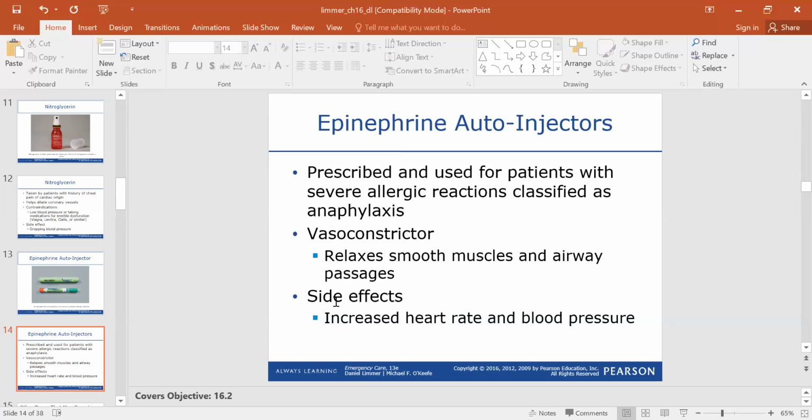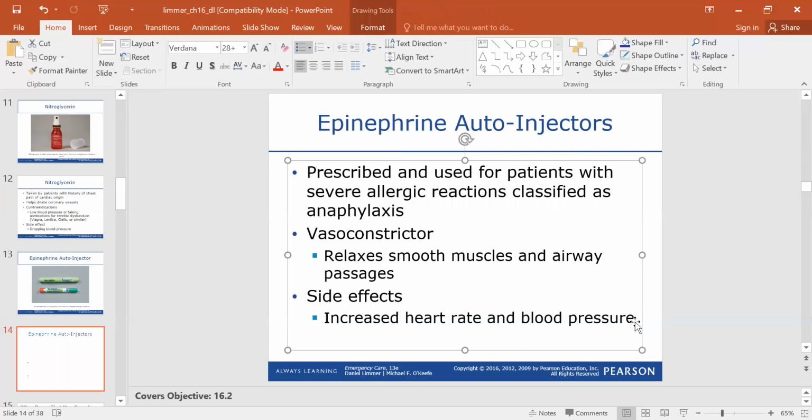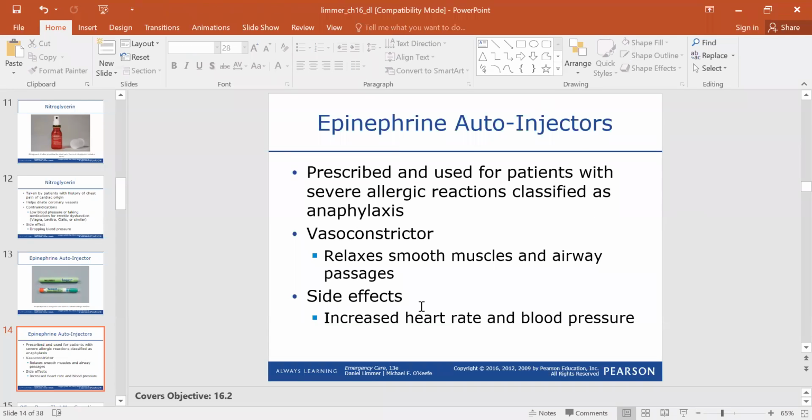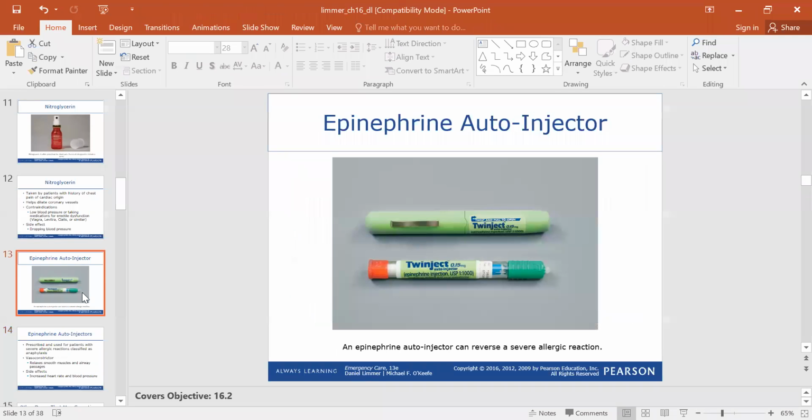And so a side effect, increased heart rate and blood pressure. Again, that blood pressure is from the vasoconstriction, but it also is from the increased heart rate. I'm not sure if this is a bad side effect. I know a side effect is like something that you weren't expecting or don't really desire. But in this case, I mean, if it increases the blood pressure, but that's a side note. Don't worry about that. But any questions about epinephrine? No? All right.